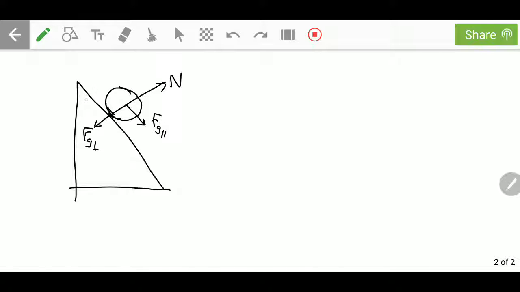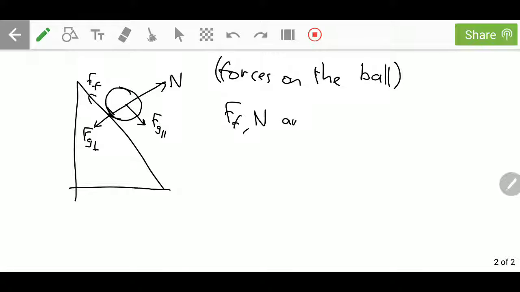And then there's a force of static friction, Ff. So these are all forces on the ball. The force of static friction is what applies the torque so that the ball will actually roll down the plane and not just slide. So these are all the forces, and now the forces Ff and N are from the plane.